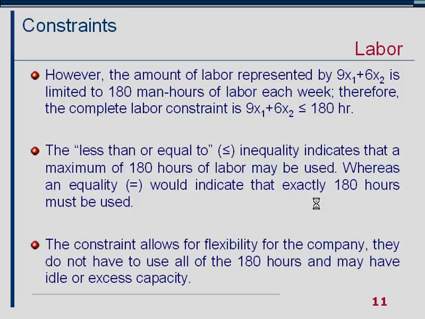We use the less than or equal to inequality because that indicates the maximum amount of labor that we can utilize. So we don't have to use all 180, but we can use no more than 180. This constraint allows for flexibility for the company. They do not have to utilize all of the 180 hours and may have idle or excess capacity.